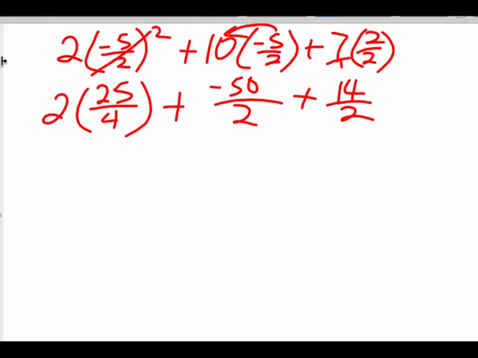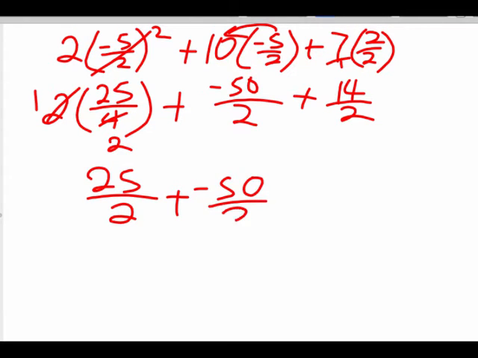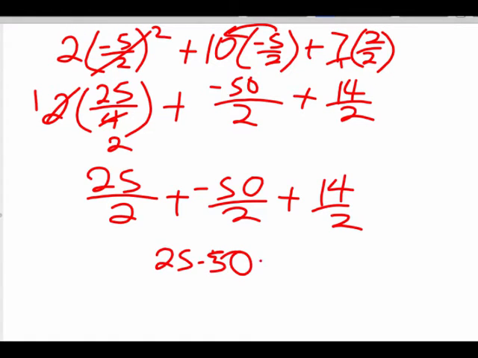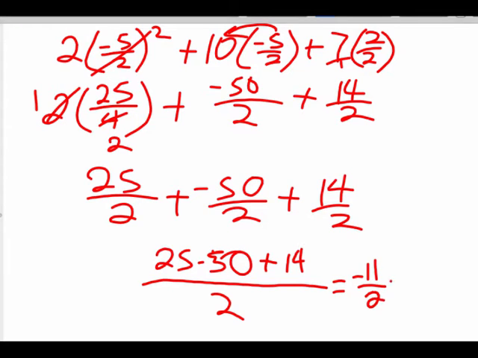So I've got 14 over 2, negative 50 over 2, and then right here, this reduces. This cancels with this, so I get over 2. So I get 25 over 2 plus negative 50 over 2 plus 14 over 2. So you could just say 25 minus 50 plus 14 all over 2. And if you do that in your calculator, you'll get negative 11 over 2 or negative 5.5. Does that help? Yes. Okay.